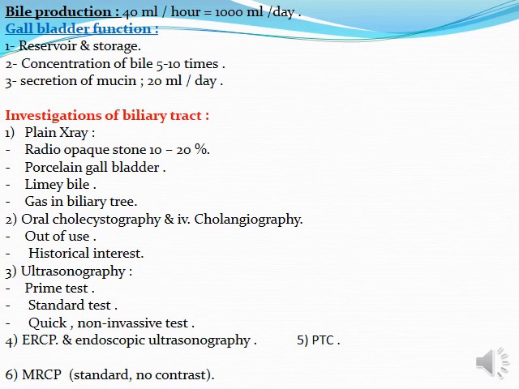Gallbladder function: 1. Reservoir and storage of bile. 2. Concentration of bile 5 to 10 times. 3. Secretion of mucin, which is around 20 ml per day.